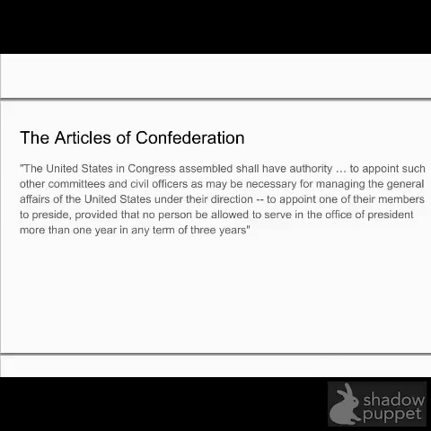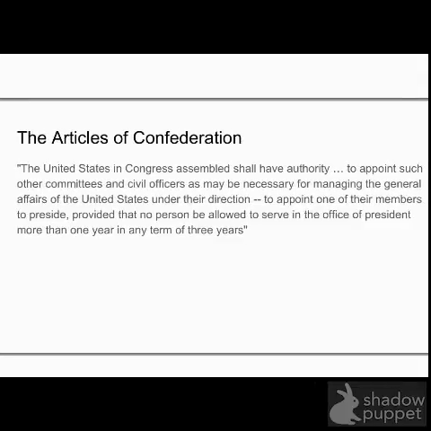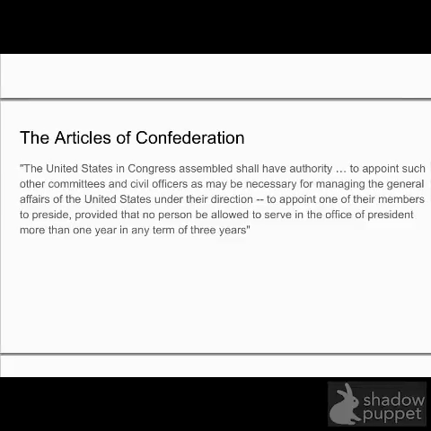And then this is an excerpt from the Articles of Confederation. The United States in Congress assembled shall have authority to appoint such other committees and civil officers as may be necessary for managing the general affairs of the United States under their direction, to appoint one of their members to preside, provided that no one person be allowed to serve in the office of President more than 1 year in any term of 3 years.